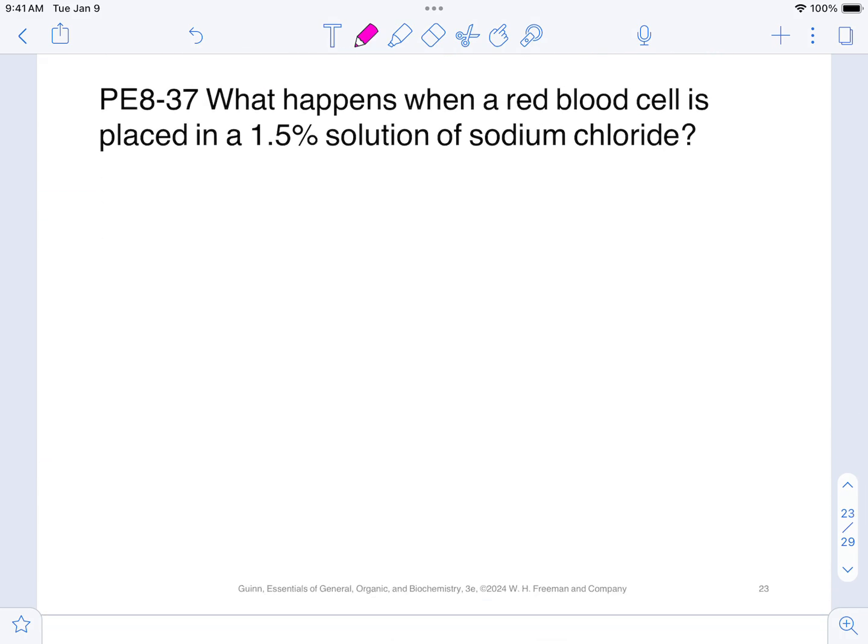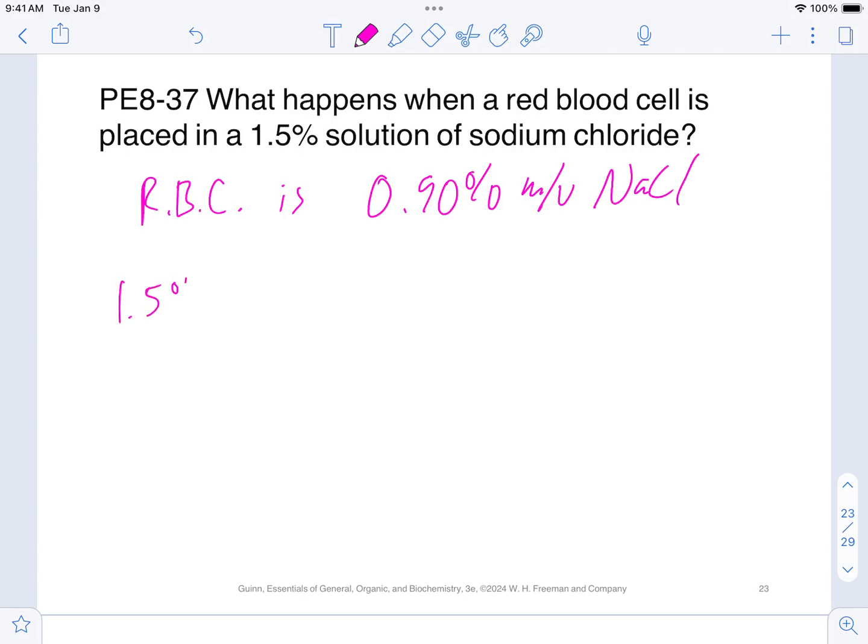What happens when a red blood cell is placed in a 1.5% solution of sodium chloride? You need to know that a red blood cell is 0.90% mass volume sodium chloride. So if you're looking at the 1.5%, that's obviously greater than the 0.9. So that 1.5% is your hypertonic. This would then be your hypotonic.